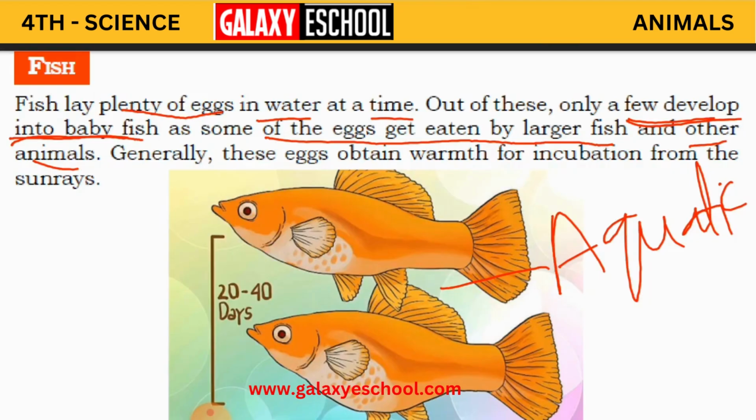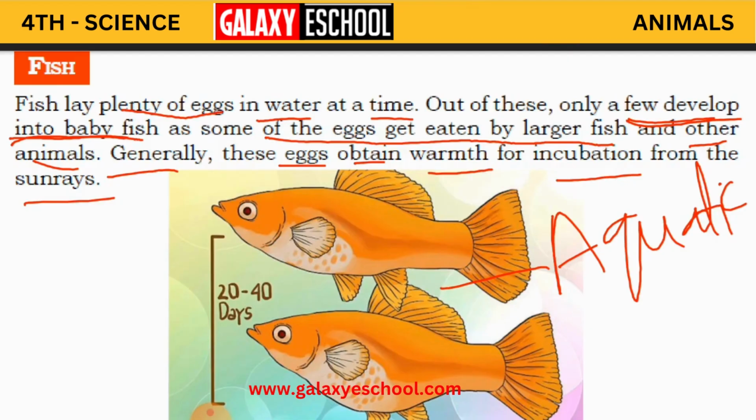which are living in the water, and also by the other animals which also live in the water. Clear, children? And generally these eggs obtain warmth for incubation from the sun rays. So incubation, what did we learn, children? What is incubation? So getting the warmth.